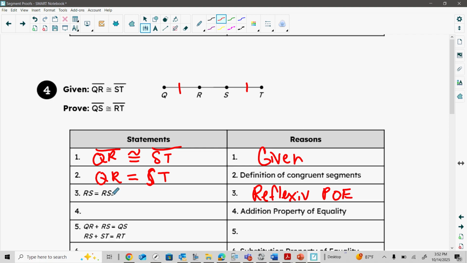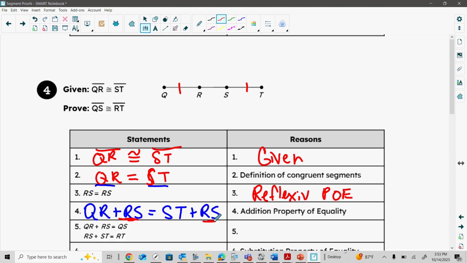Now they want us to do addition. So we need to add to this, I'm going to add this being reflexive. I'm going to add to line 2. I'll show you what that means. We already have QR and ST. If I add the same thing, this is a reflexive statement. So QR plus RS is going to equal ST plus RS. So I'm adding the same segment right here to both sides.